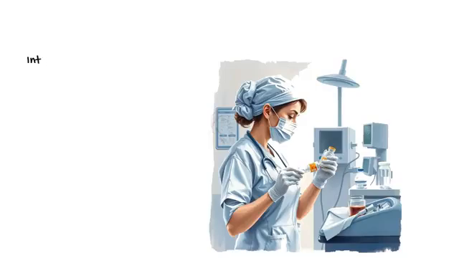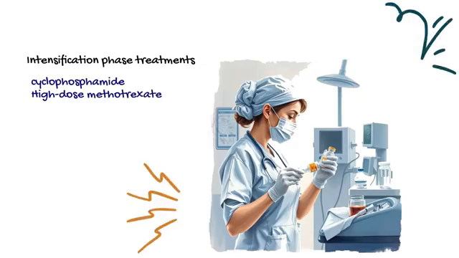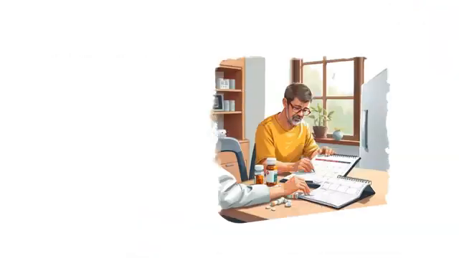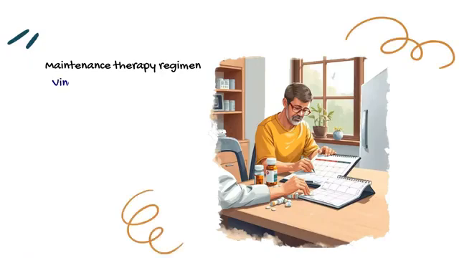Intensification or delayed intensification phase includes high-dose methotrexate, cytarabine, cyclophosphamide, and other chemotherapy drugs to strengthen treatment. Maintenance therapy involves using mercaptopurine, methotrexate, vincristine, and steroids over 2 to 3 years to maintain remission and prevent relapse.